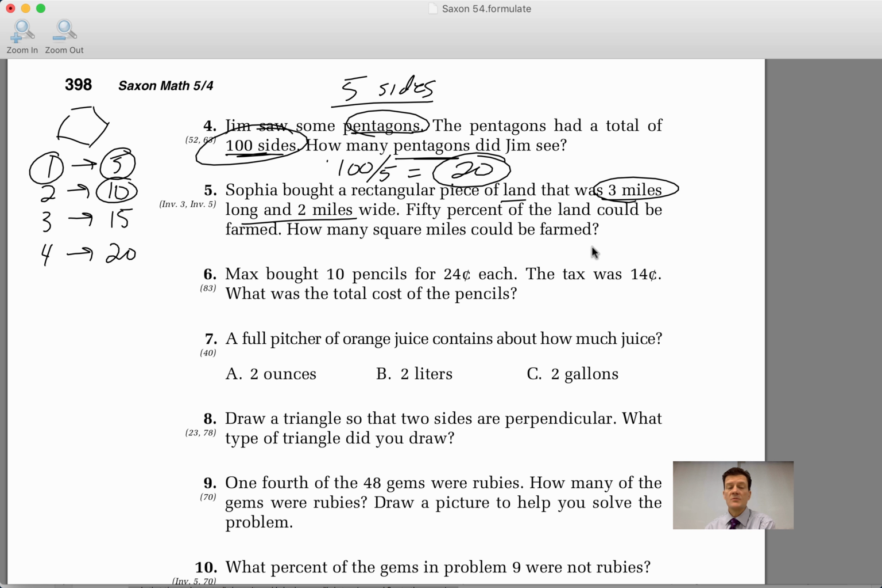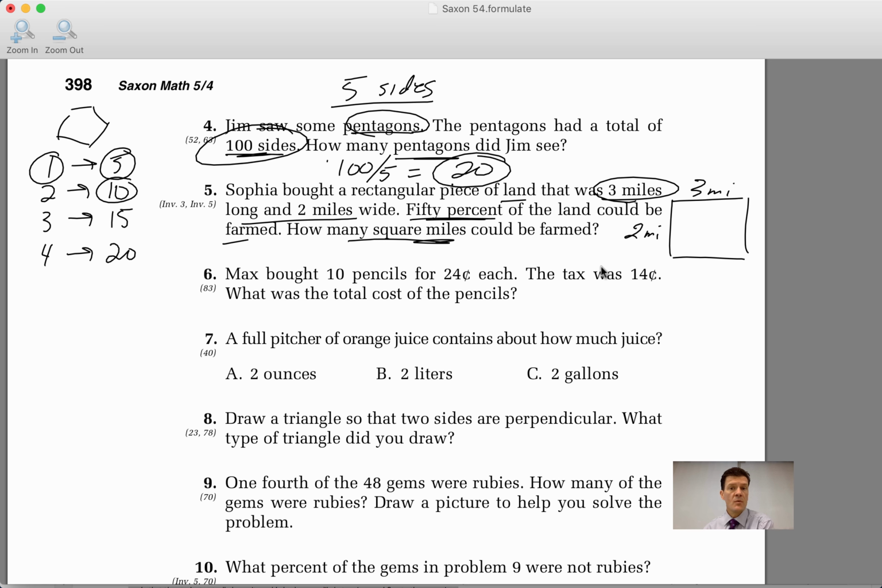Sophia bought a rectangular piece of land that was 3 miles long and 2 miles wide. This would be a great place to draw a diagram. A rectangular piece, 3 miles long and 2 miles wide. 50% of the land could be farmed. How many square miles could be farmed?